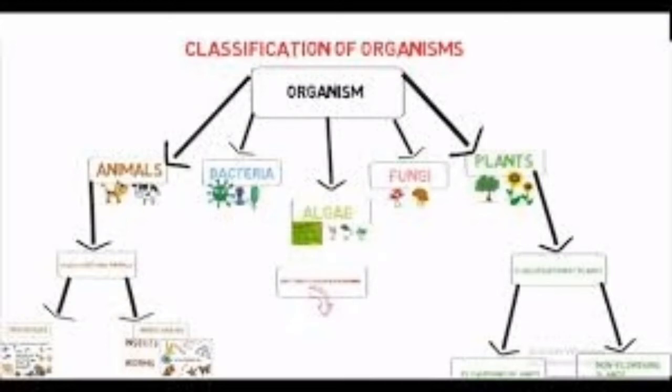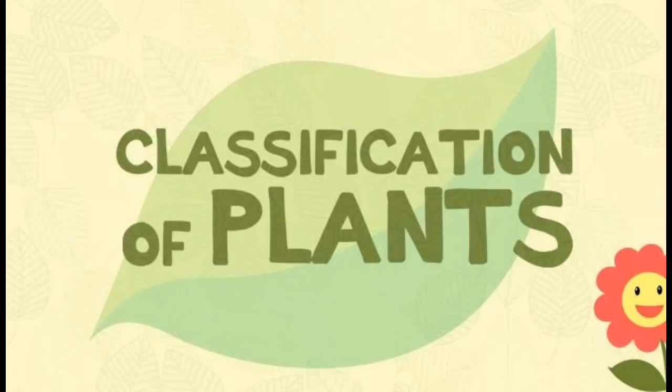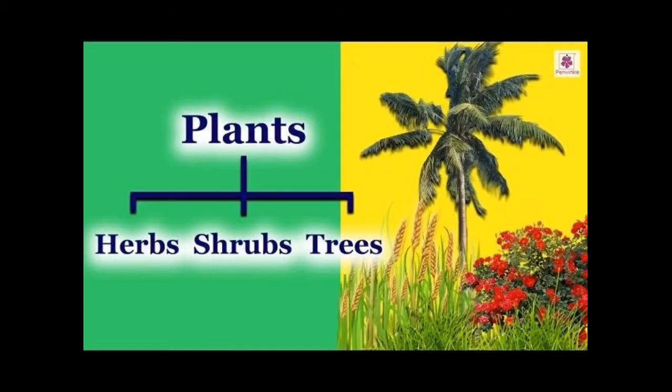You can see organisms have been classified into animals, bacteria, fungi, plants, and further more subdivisions are there among them. So first of all, today we will learn about the classification of plants. Plants have been divided into herbs, shrubs, trees, and plants which need support, that is climbers.